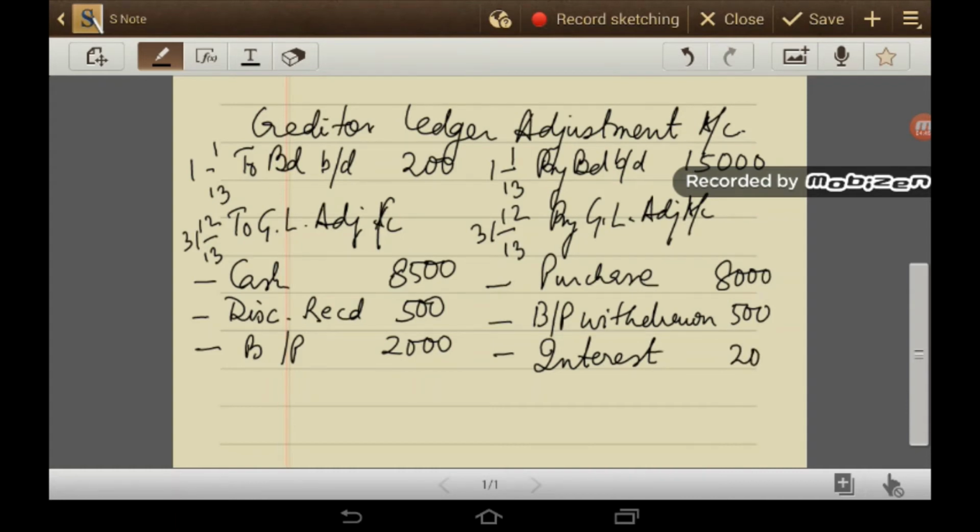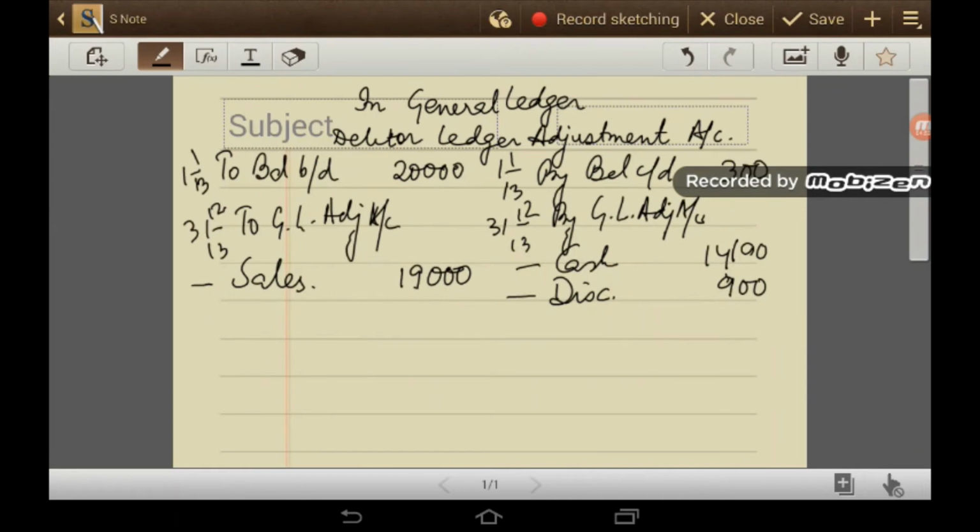Next item is BR received. BR received is 3,000. So this is an item of debtor ledger adjustment. So BR accepted is 3,000 rupees.